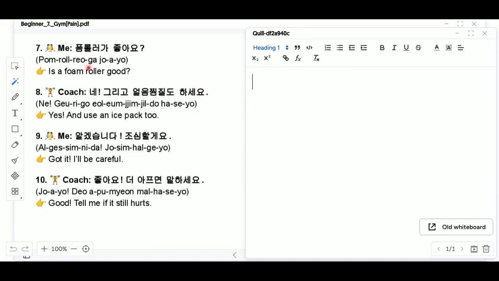Okay, number seven, 폼 롤러가. We know 폼 롤러, 가 is 'and' or 'are', and we know 좋아요 also, so 좋아요. Is it good? Like, does the foam roller help? Or if you want to be more specific in this number seven question, you can say 폼 롤러가 도움이 될까요? 도움, we know 도움 is help.